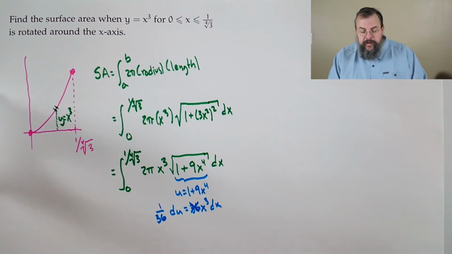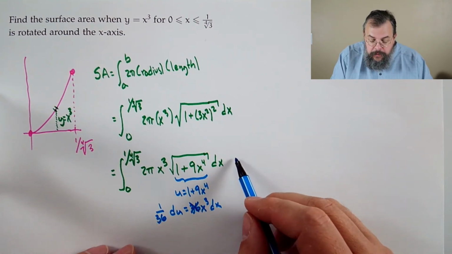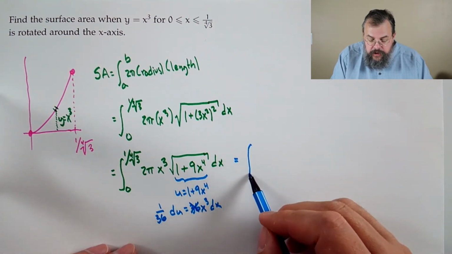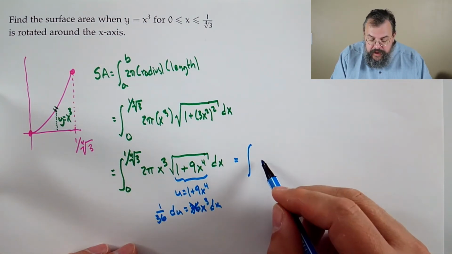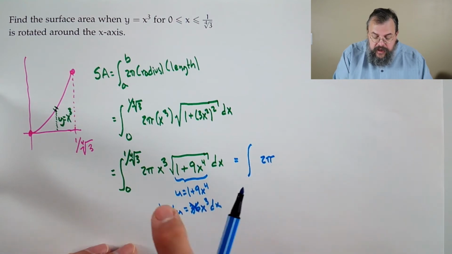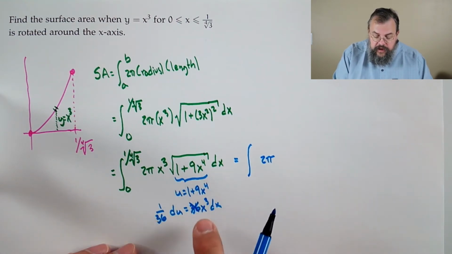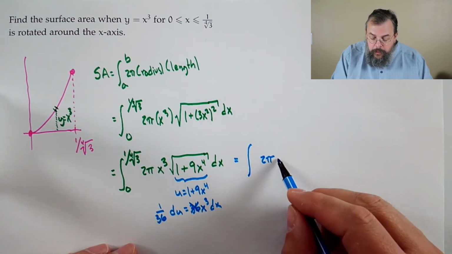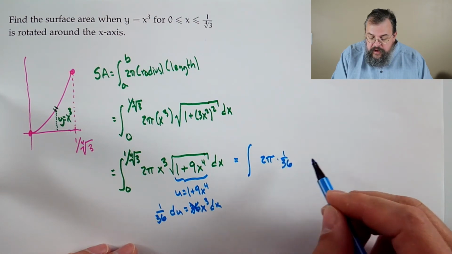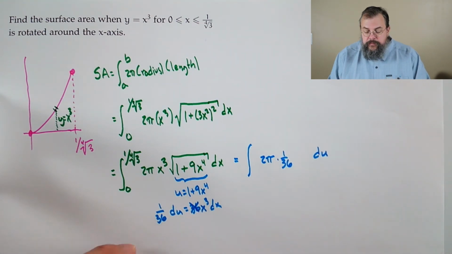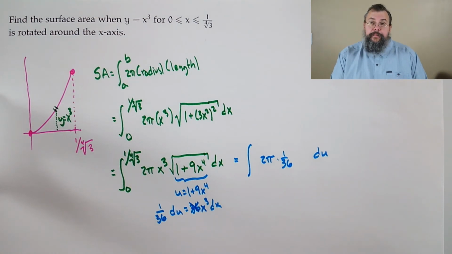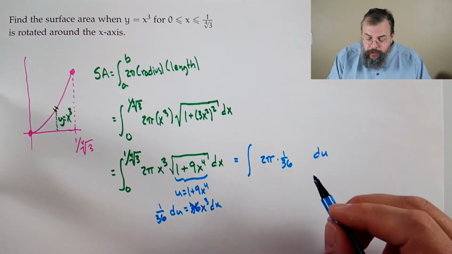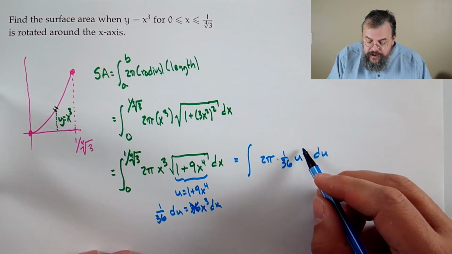All right, so what do we get? We get that this is equal to the integral. We'll come back and do the bounds in a second. 2 pi will still be there. The x cubed dx becomes 1 over 36 du. And then we have the square root of 1 plus 9x to the 4th, which becomes the square root of u, or, if you like, u to the 1/2.